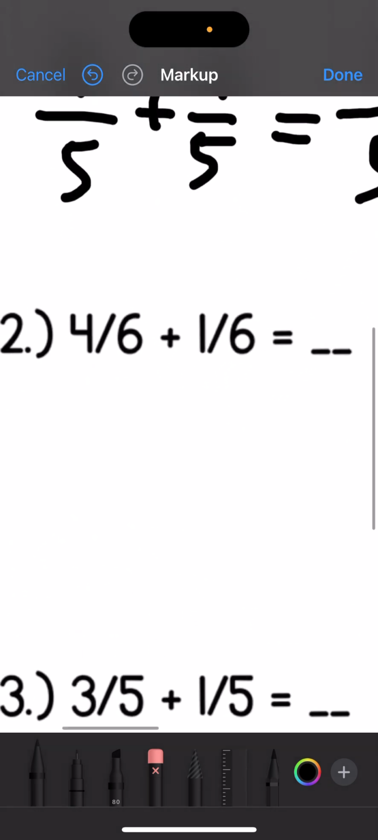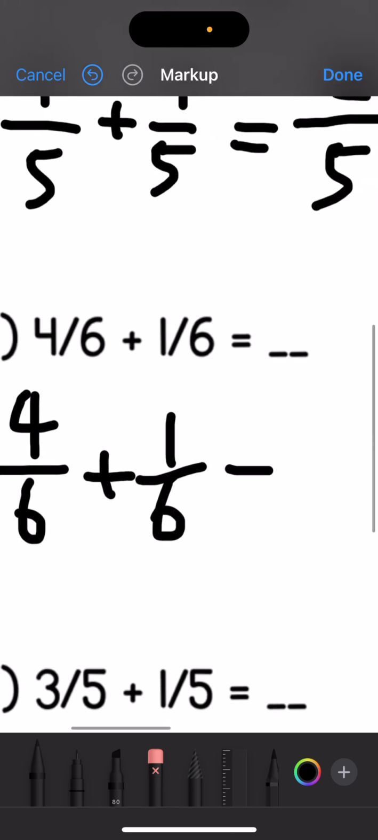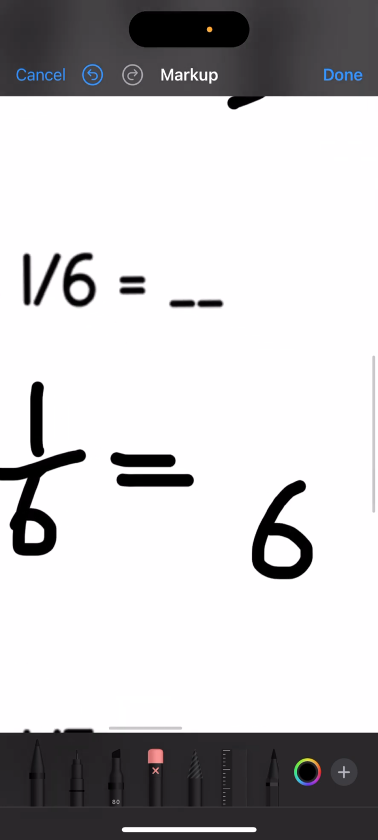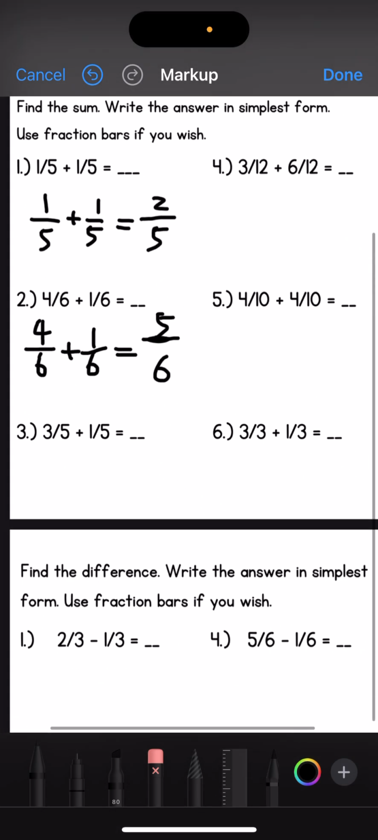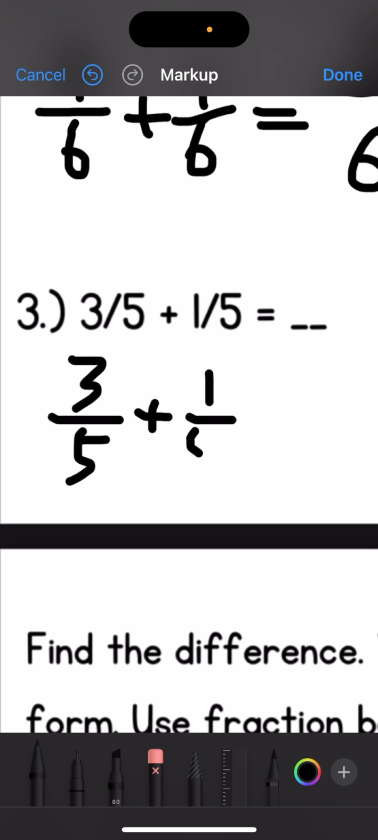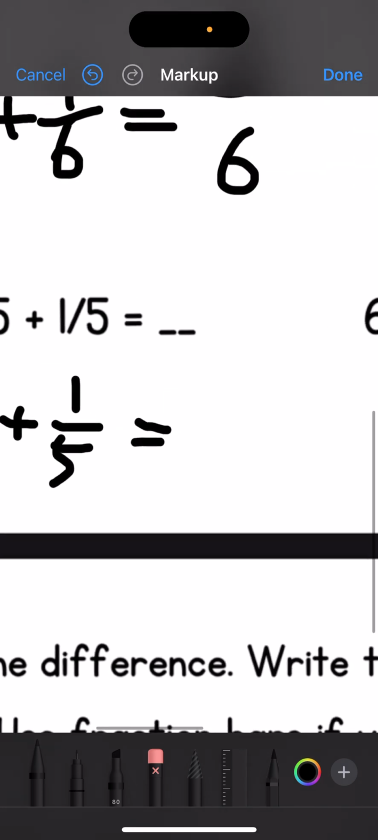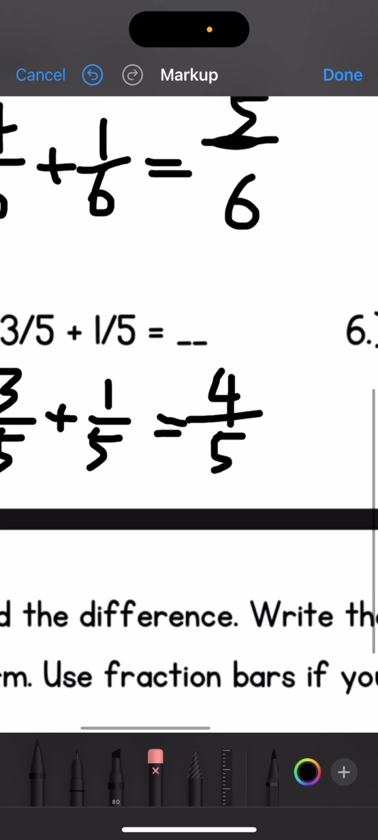Number 2, we have 4/6 plus 1/6. And we see that off the start, 6 is the same, so we're going to keep the 6 and we're going to add the top, which we get 5. So this would be 5/6. Number 3, we have 3/5 plus 1/5. We're going to keep the 5 common denominator, and 3 plus 1, we get 4.